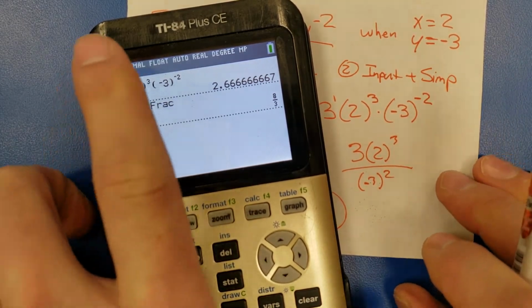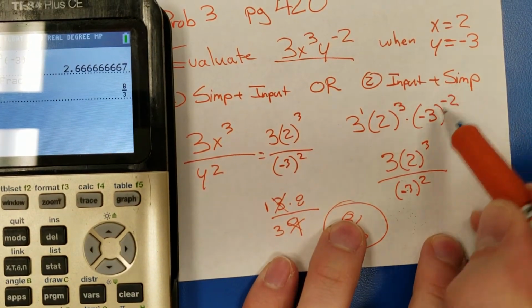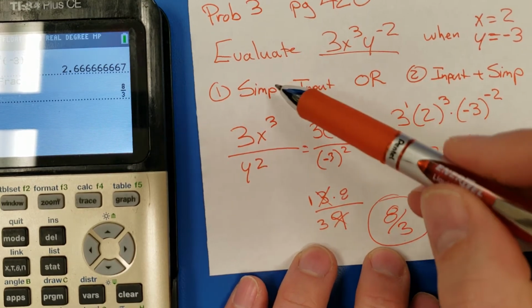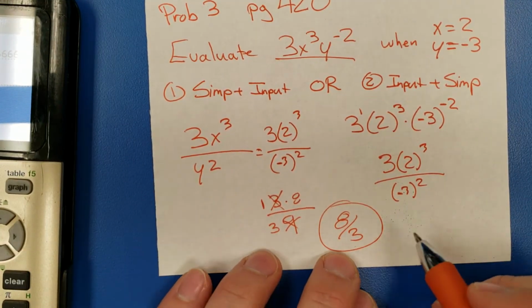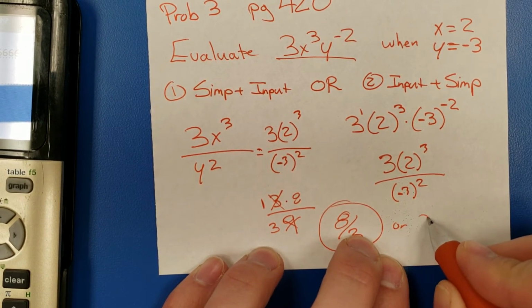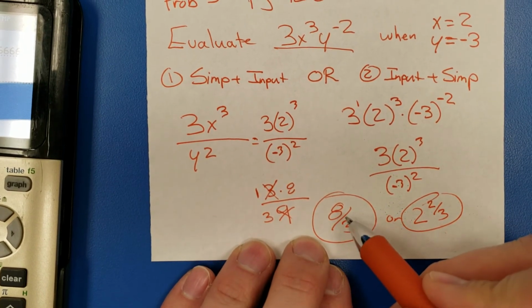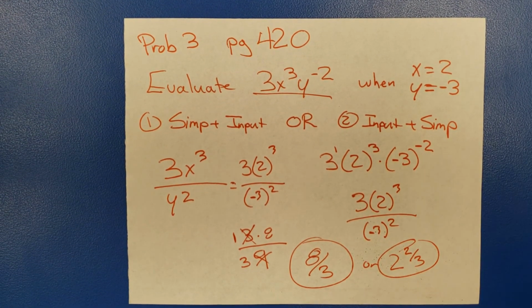So there you go. If you are good at your calculator skills, the input and simplify may be your best friend, but if you'd rather do it by hand and go old school with it, then maybe simplify and input would be your method. Either way, 8/3, or if it ever asked for a mixed number, you would say 2 and 2/3. Either one is fine, but I like this one a little bit better. Okay, that's problem number 3 from page 420.